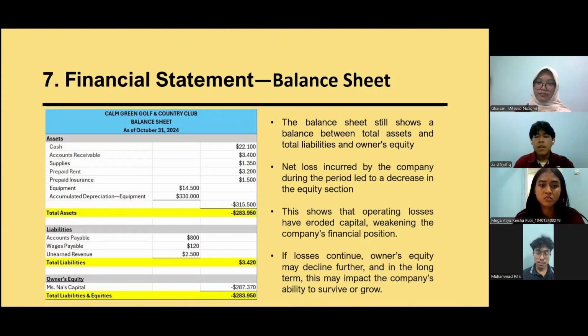And next is the balance sheet. The balance sheet still shows a balance between total assets and total liabilities and owner's equity. The net loss incurred by the company during the period led to a decrease in the equity section. This shows that operating losses have eroded capital, weakening the company's financial position. If losses continue, owner's equity may decline further, and in the long term, this may impact the company's ability to survive or grow.